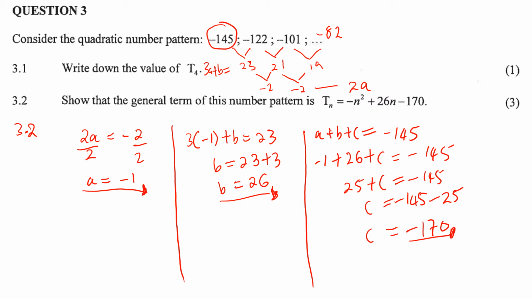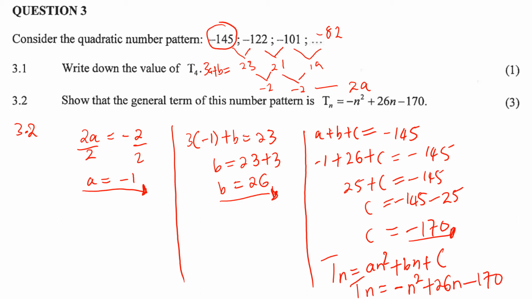We can finally get our Tn. Tn is equal to an squared plus bn plus c. What is our a? It's negative 1, so it will be negative n squared. What is our b? It's 26. And our c is minus 170. So that's our general formula.